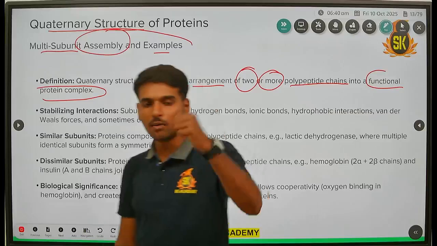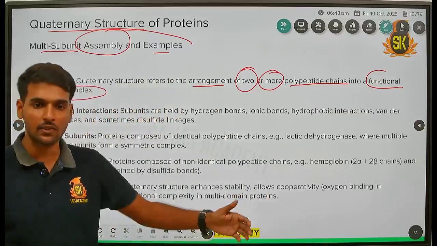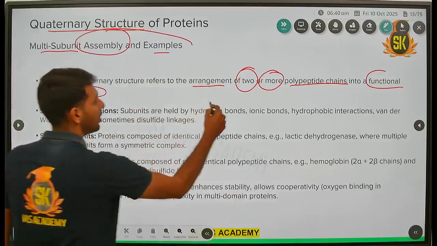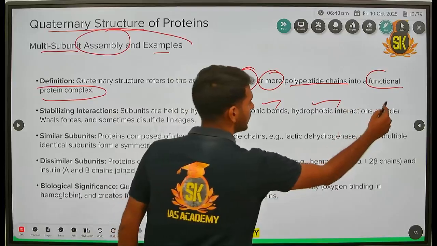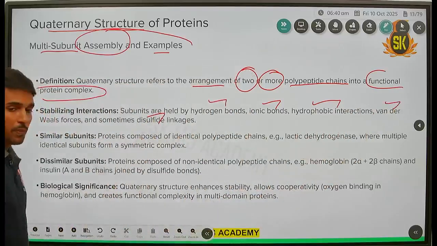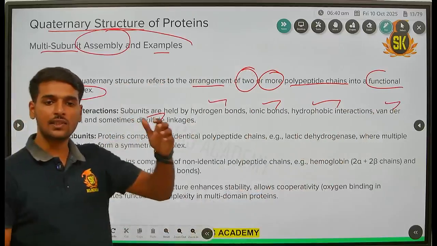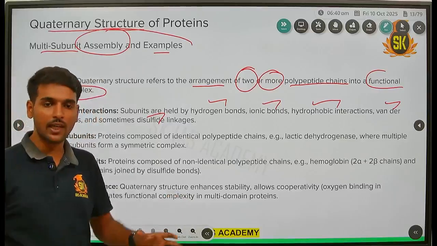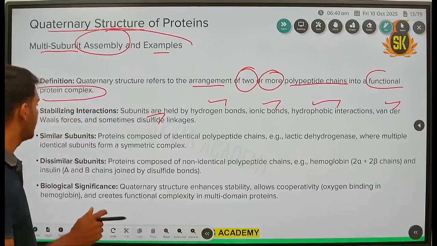Again the stabilizing interactions, that is the attractions which are taking place, are the same which we just saw now. Hydrogen bonds, ionic bonds, hydrophobic interaction, van der Waals, disulfide bridges. Now let us distinguish them into two groups. Suppose the polypeptide chains are having similar subunits.